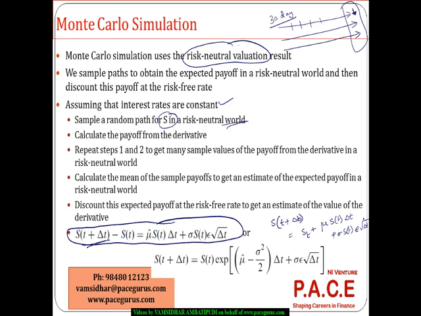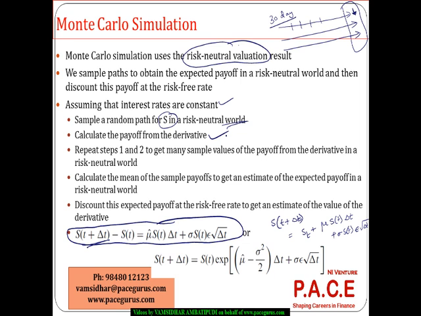I assume some value of mu, which I have to take based on the historical data. I take some value of mu, S t, delta t. Similarly, we go with sigma, S t, and we generate the values, find the value of the option, find the expected value of the various generated paths, and find the payoff from the derivative.